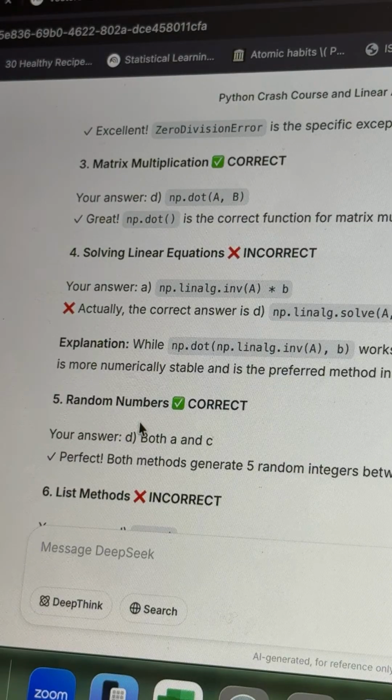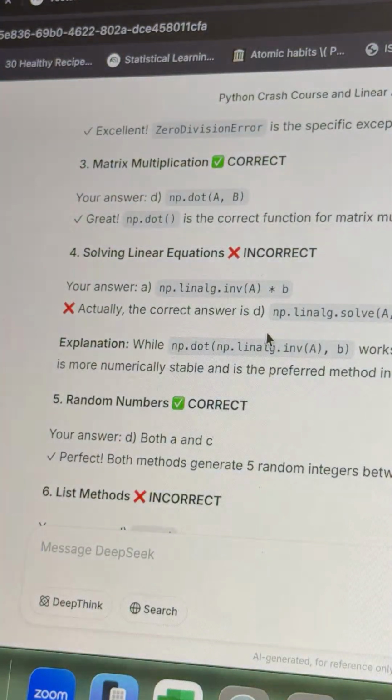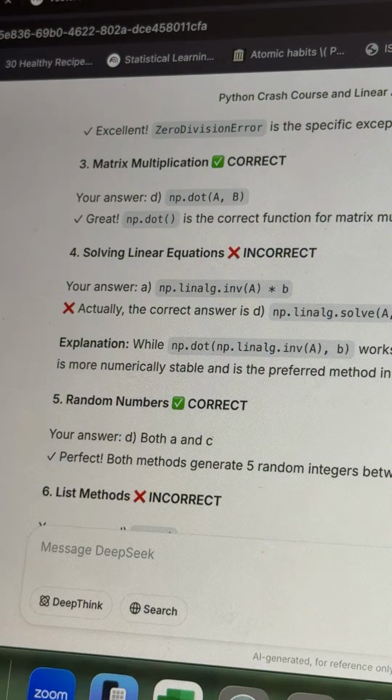So the explanation is, while np.linalg.inv(A) times B works mathematically, this is more numerically stable and is the preferred method in practice. Now, what does numerically stable mean? Well, it means that it would help to keep your numbers more together, basically.